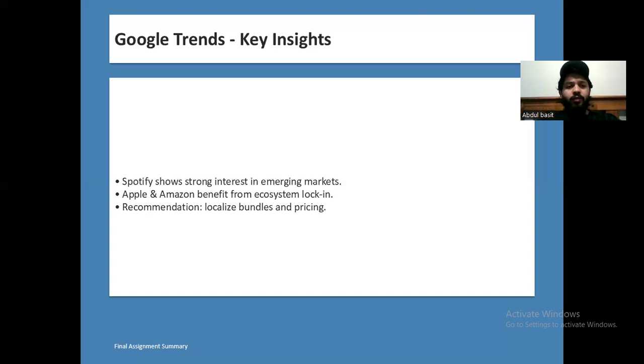So let's move to the key insights from Google Trends in the project. The results showed that Spotify has the strongest global interest, especially in younger and tech-savvy markets. Apple Music did well in regions where Apple devices dominate, while Amazon Music's search volume was steady but not as competitive. From a market perspective, this means companies must adapt strategies to regional strengths. For example, Apple could bundle music with iPhones, while Amazon could emphasize integration with Prime memberships. These findings highlight the importance of market segmentation.